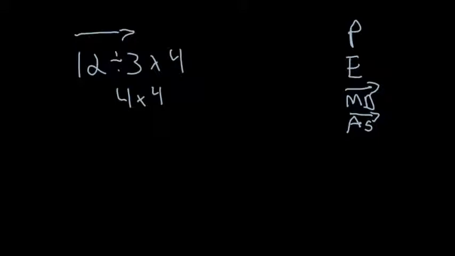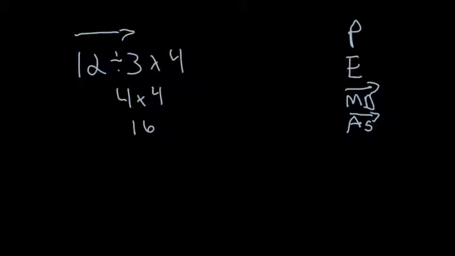So let's say we have 12 divided by 3 times 4. So we're going to do multiplication division left to right. So if you're looking from the left to the right, the first thing that comes up is 12 divided by 3. So we need to do that first. So 12 divided by 3 is 4, and then 4 times 4 is 16.